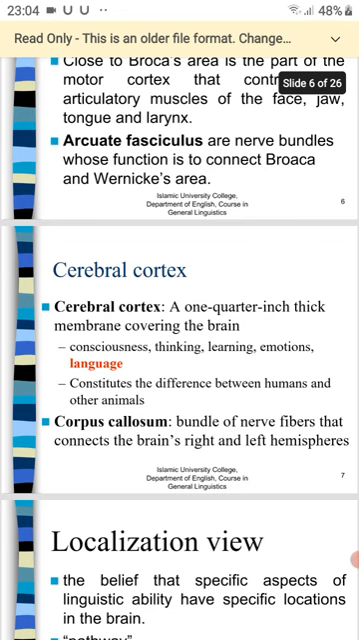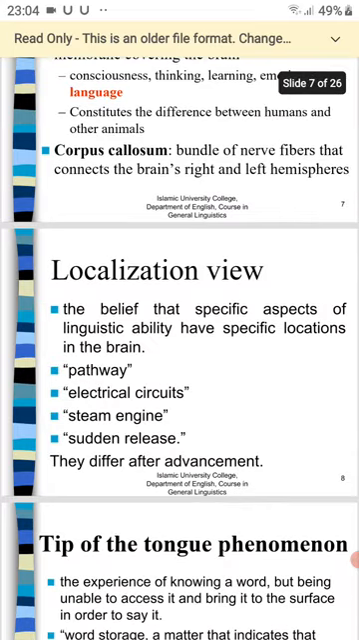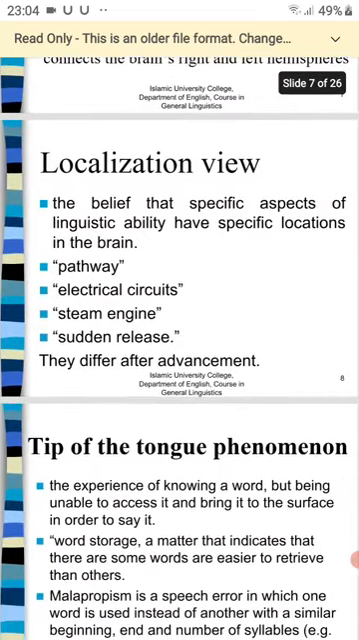Then, the cerebral cortex: one of its characteristics is that it covers thinking, learning, and emotions. Language constitutes the difference between humans and other animals. The corpus callosum consists of nerve bundles connecting the right and left hemispheres. It is also a very important point.